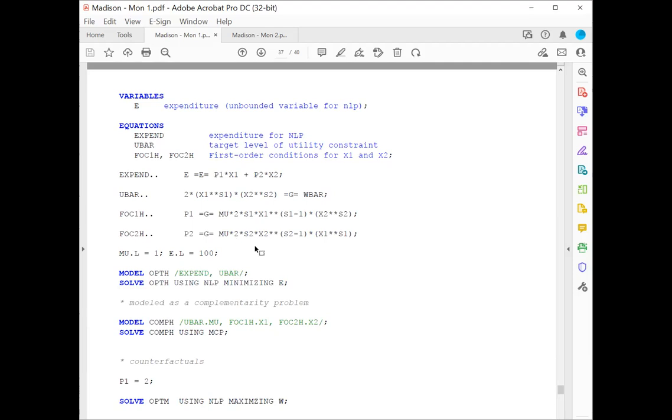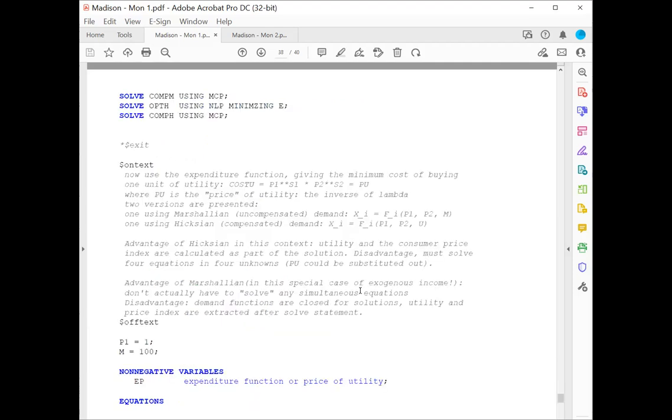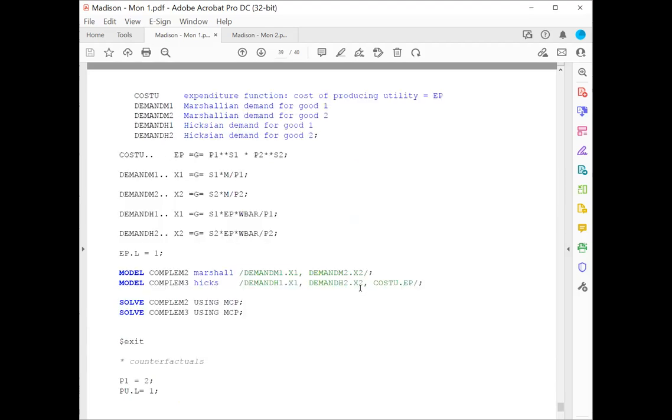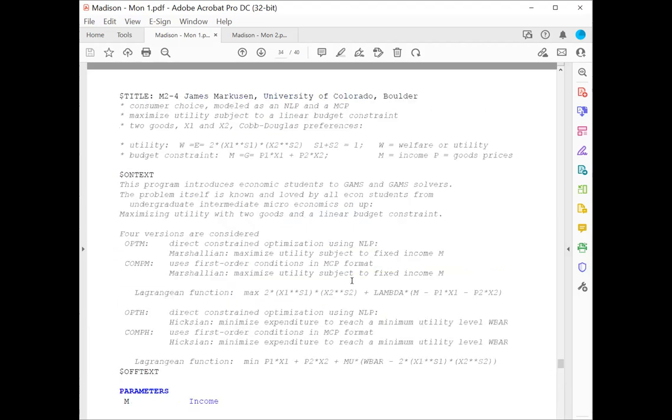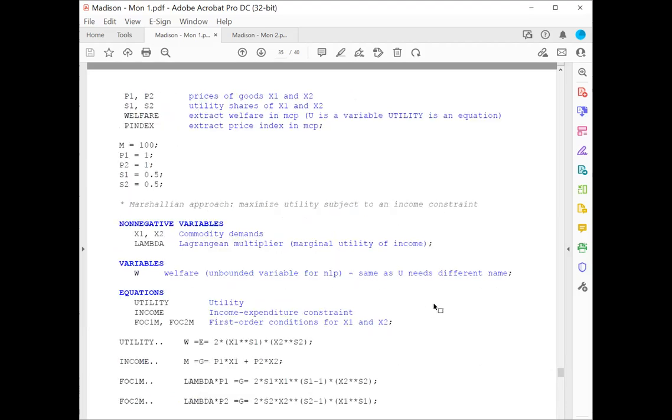Or you can write it as a 3-equation MCP, where the two first order conditions along with the welfare constraint constitute 3 equations and 3 unknowns. So you can do this either way. And as I've said, the most natural way to think about this is, I think, the Marshallian way, because you observe income, but in a general equilibrium model, the Hicksian approach just has advantages, as I've indicated, and I'll see that in a little bit.